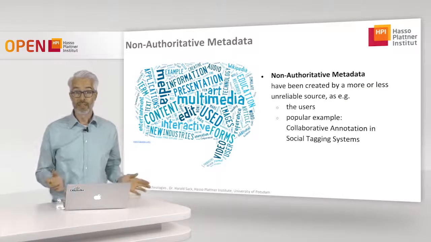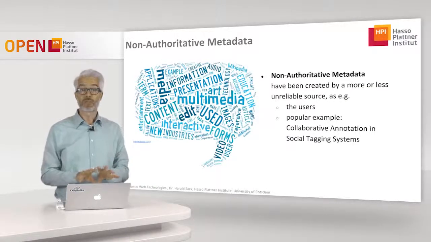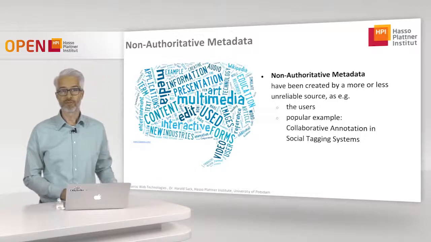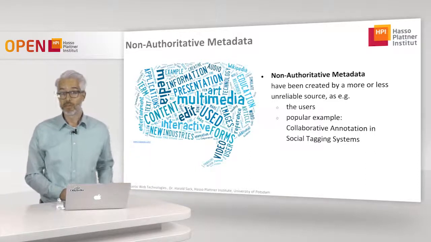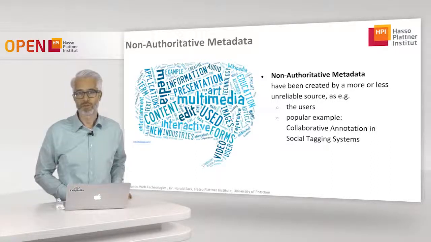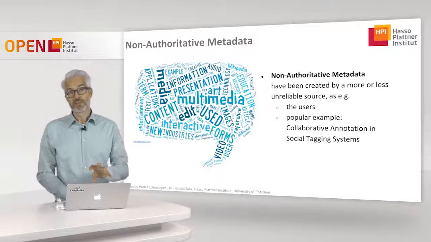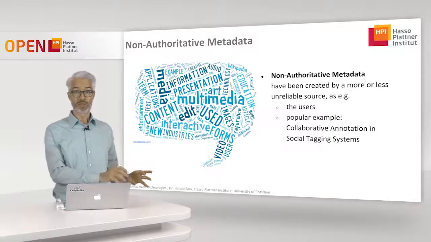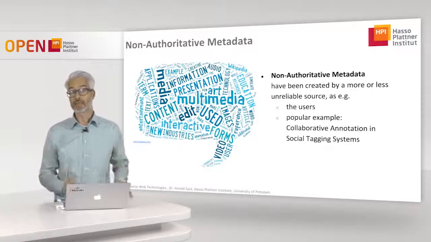So what is that? Of course, here the source is much more unreliable. So it's created by a more or less unreliable source, like, for example, the users. So usually you do not know whether you can trust an arbitrary user. But non-authoritative metadata is used a lot today in the web, for example, if you look at collaborative annotations in social tagging systems, for example.